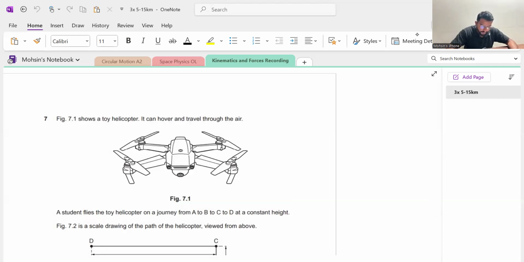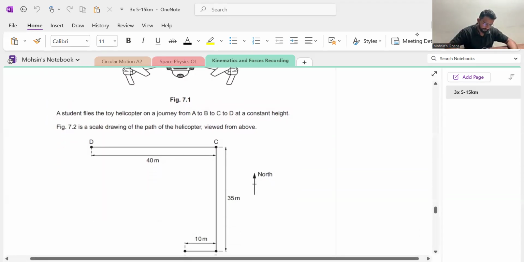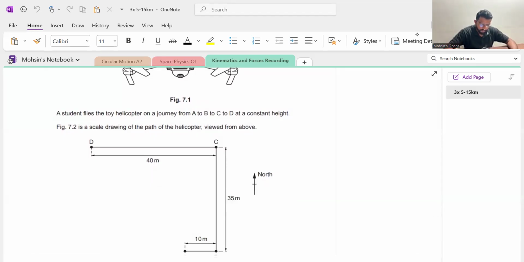It can hover and travel through the air. A student flies the toy helicopter on a journey from A to B to C to D at a constant height. Okay, the hover is at a constant height and it is traveling like this. The height is not changing. The height is fixed. The student flies a toy helicopter on a journey. Okay. Figure 7.2 is a scale drawing of the path of the helicopter viewed from above.